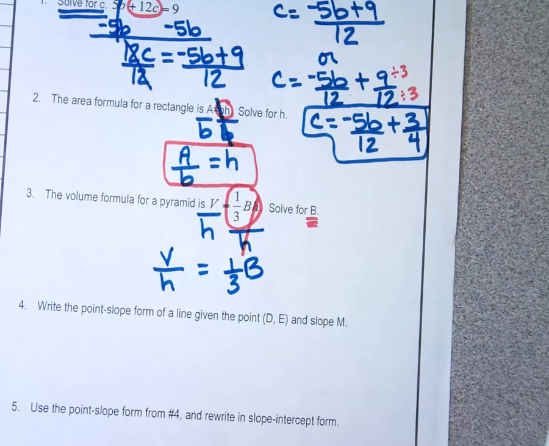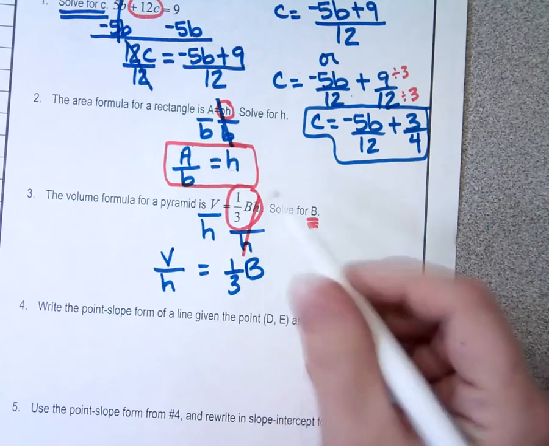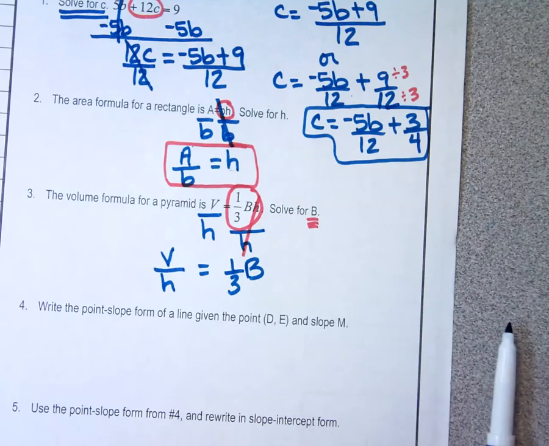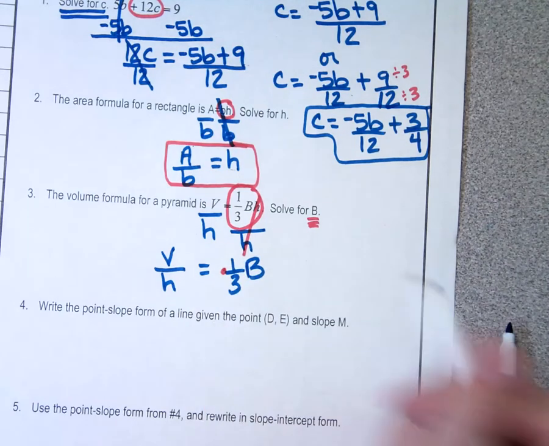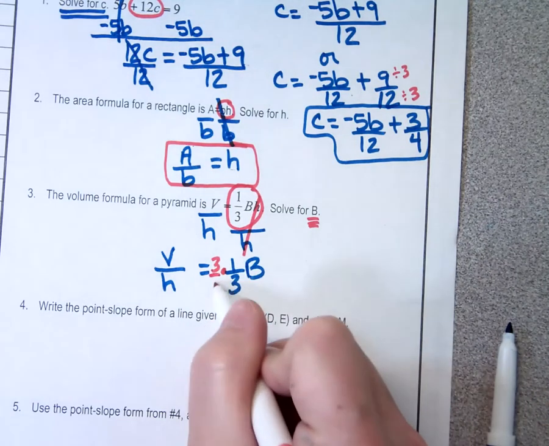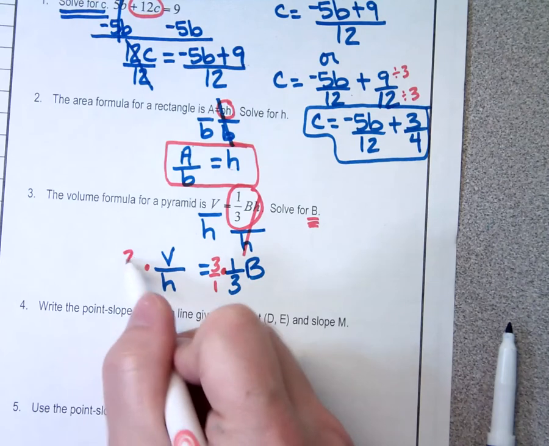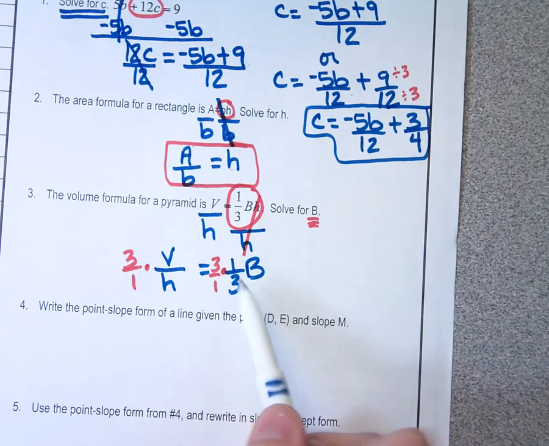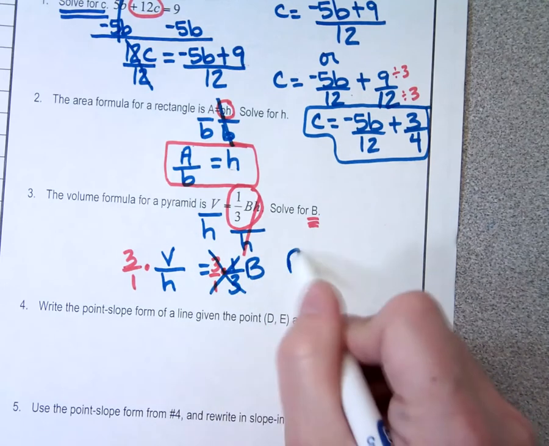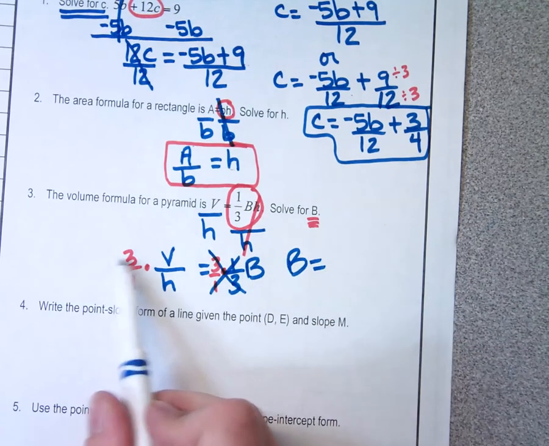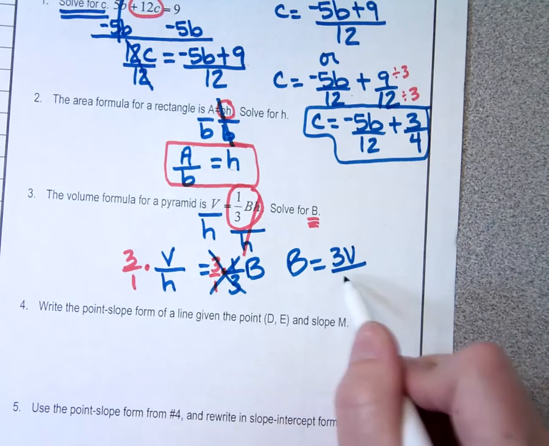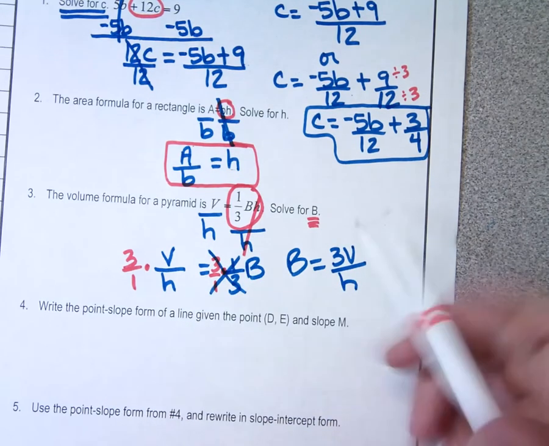Now I'm still trying to get capital B by itself, so how can I get rid of that pesky little fraction? Multiply by the reciprocal. And what's the reciprocal? 3 over 1. So I'm going to multiply both sides by 3 over 1. Over here, I get 3 over 3, which is just 1. Capital B is by itself. Over here, if I multiply straight across, 3 times V is 3V over 1 times H is H. And there is my answer for capital B.